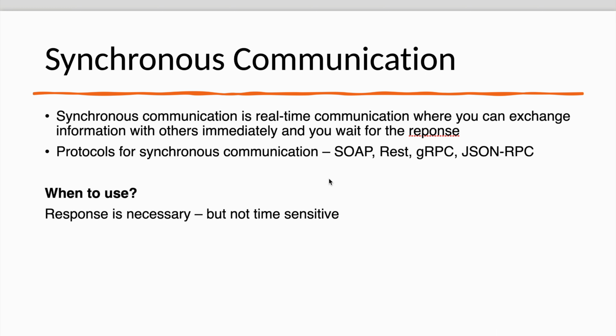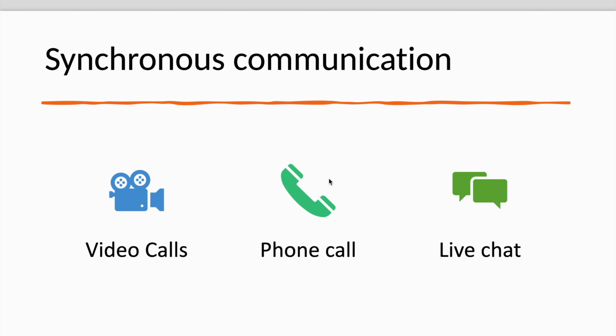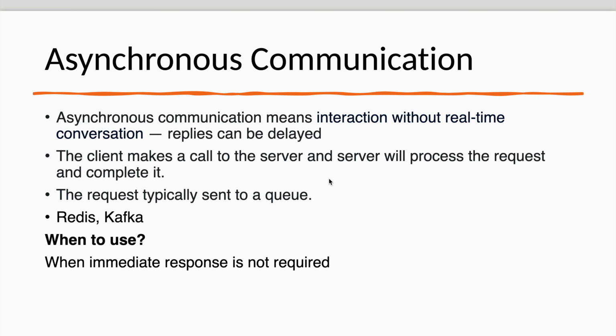We can use the synchronous communication when the response is necessary but not the time, because we wait for the response. The response is necessary. We are placing an order. First we check the item or the inventory. We have an inventory microservice. So we wait for the inventory service to give us the response about the particular product that we are going to place the order. So the response is necessary there, not the time. These are the examples: video calls, phone call, live chat.